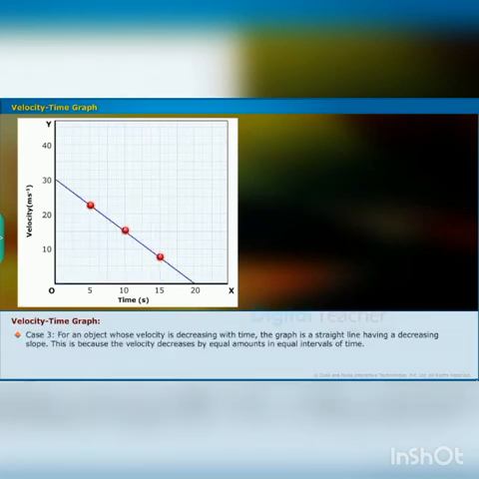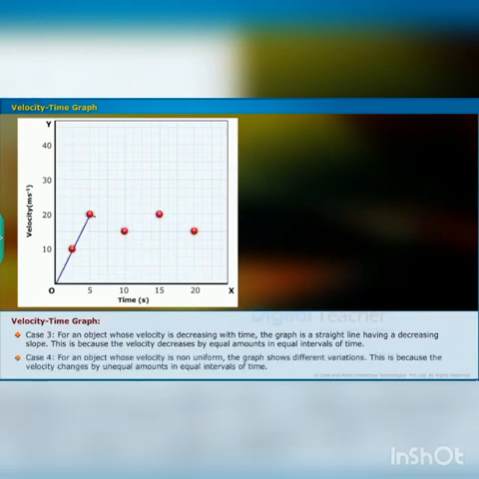Case 3. For an object whose velocity is decreasing with time, the graph is a straight line having a decreasing slope. This is because the velocity decreases by equal amounts in equal intervals of time. Case 4. For an object whose velocity is non-uniform, the graph shows different variations. This is because the velocity changes by unequal amounts in equal intervals of time.